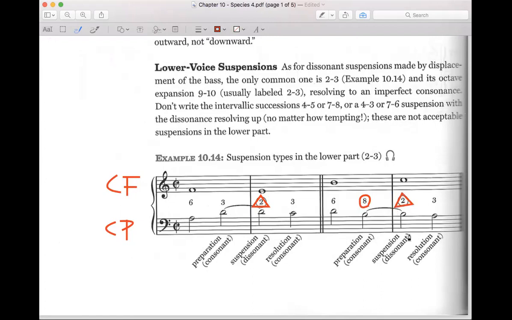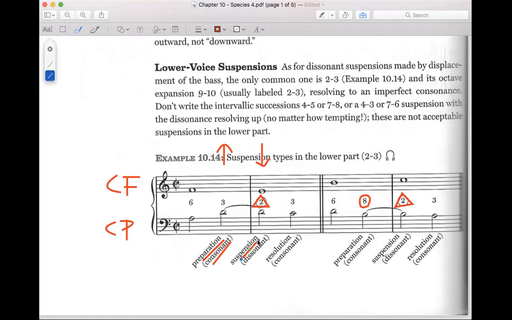Same idea here, where you're on the weak beat. This is the weak beat here. You're setting up the preparation. Preparation will be consonant. That's exactly what we have. On the downbeat, you're going to have dissonance.